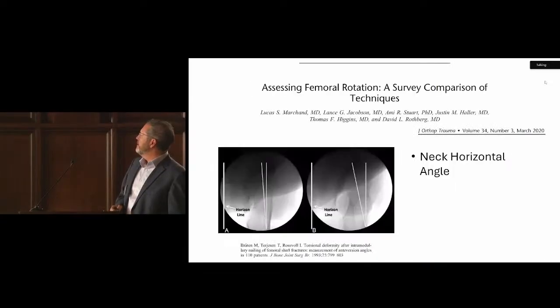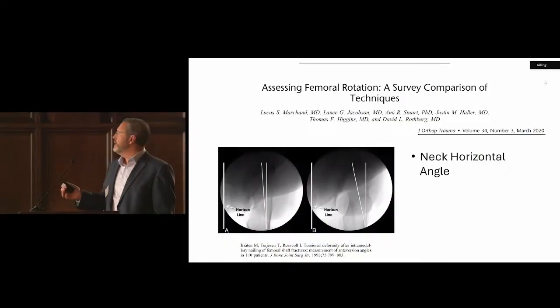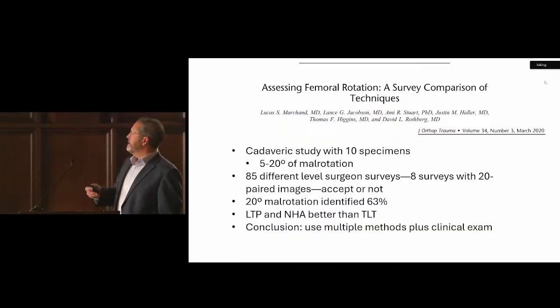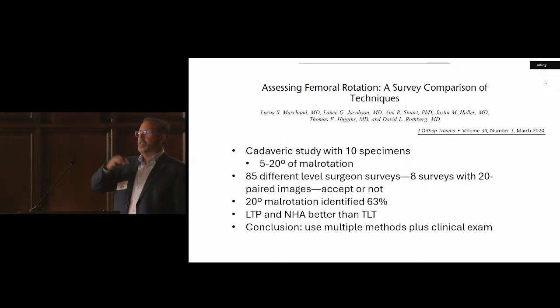So that's 0 degrees, and this study out of Utah looked at using different techniques, including the neck horizontal angle, and then submitted it to 8 surveys, with 20 different surgeons of different levels, who falsely positioned their cadaver bones with 10 specimens.